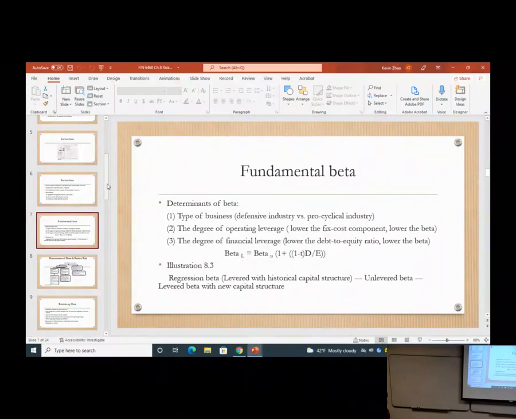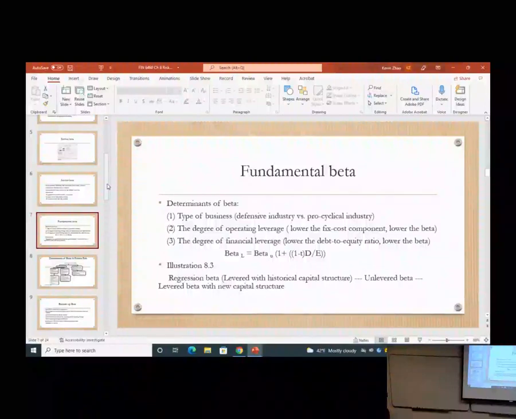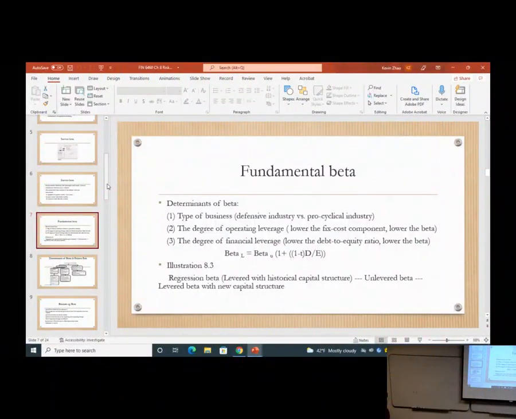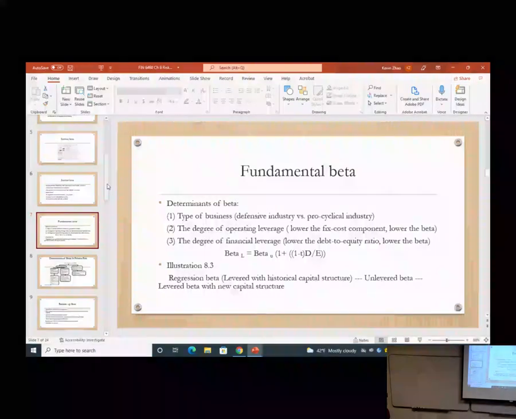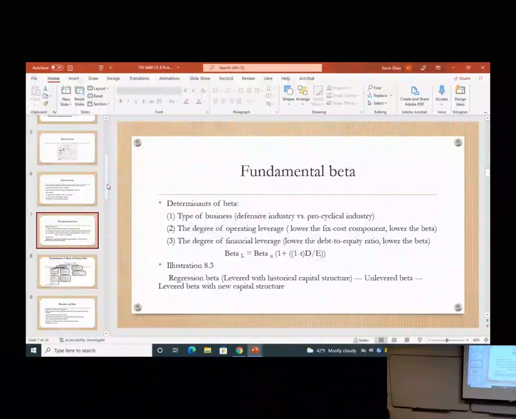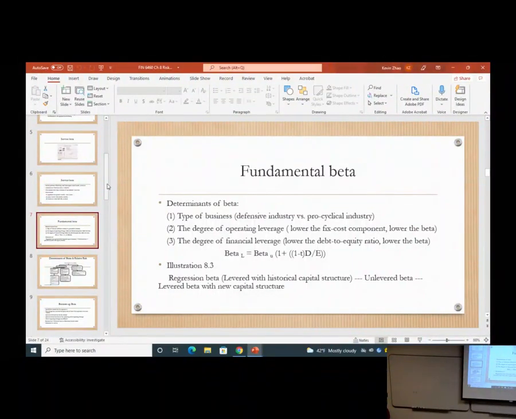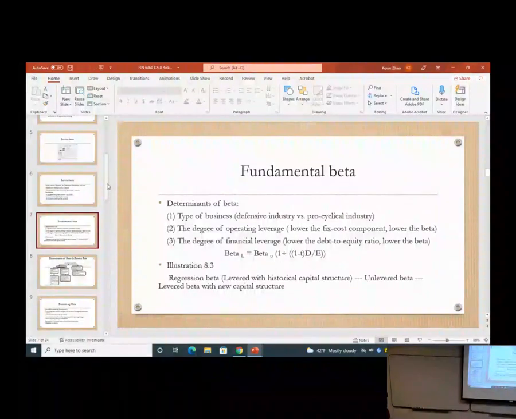And the last thing is financial leverage, or financial debt ratio. That is the most important factor in determining beta of the company, because over time a company may have different capital structure. Therefore, beta should be different, right? When a company borrows more money, the company tends to be more risky. Your beta is supposed to be higher.